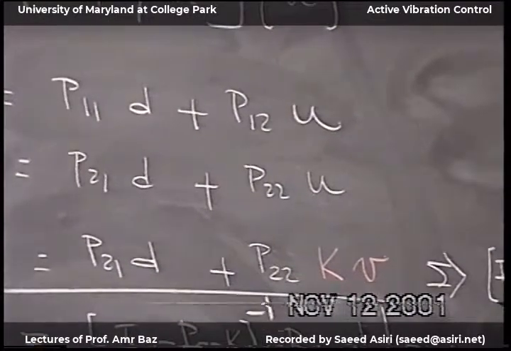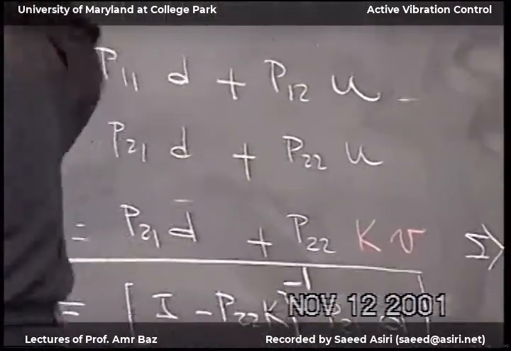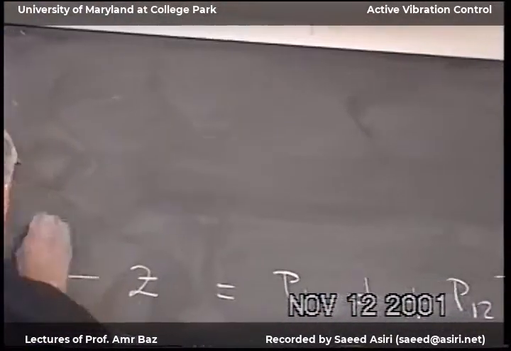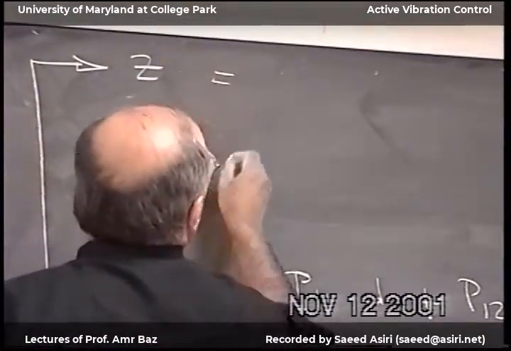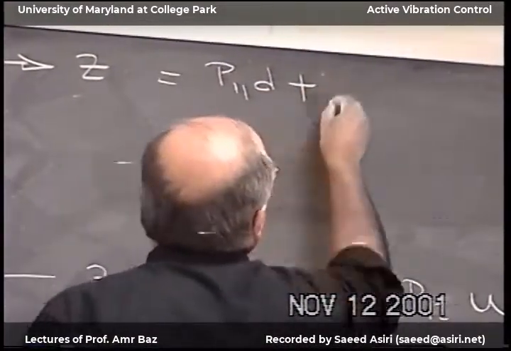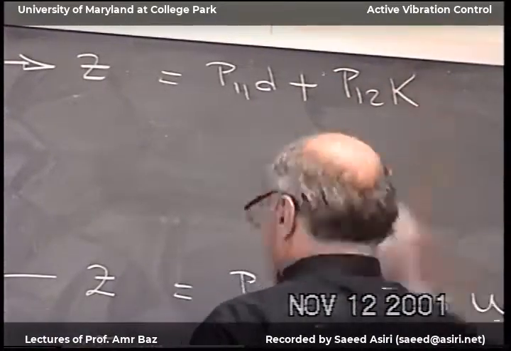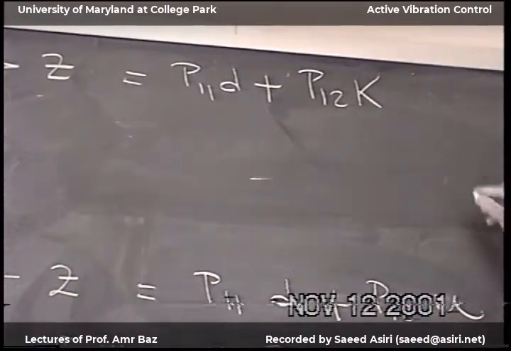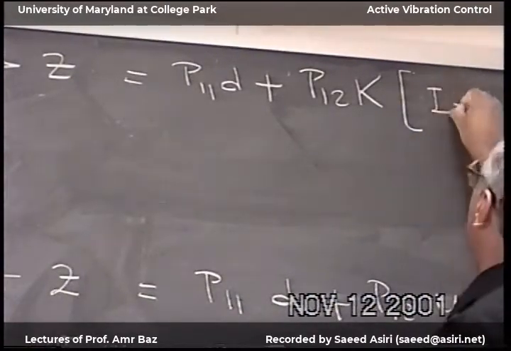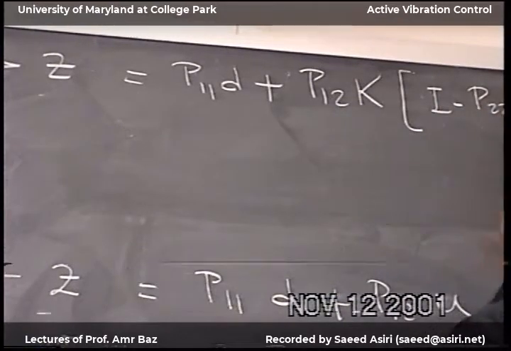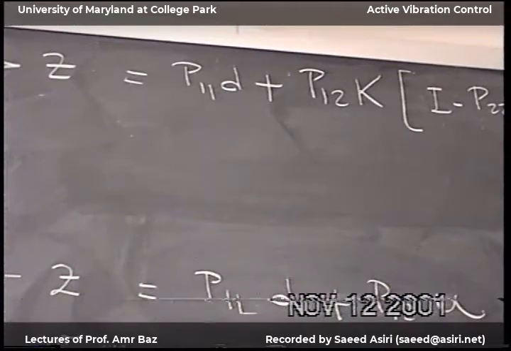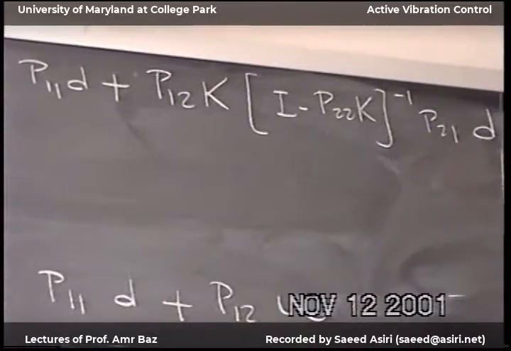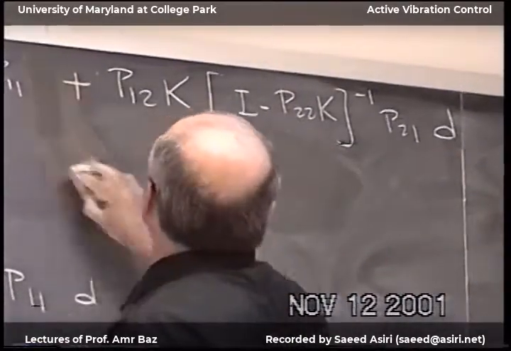Okay, we don't need this. Then Z will be equal to P11, P12. Okay, and V, I'll replace it from here. I minus inverse P21 and D. Now I'll factor out the D out between here and here.